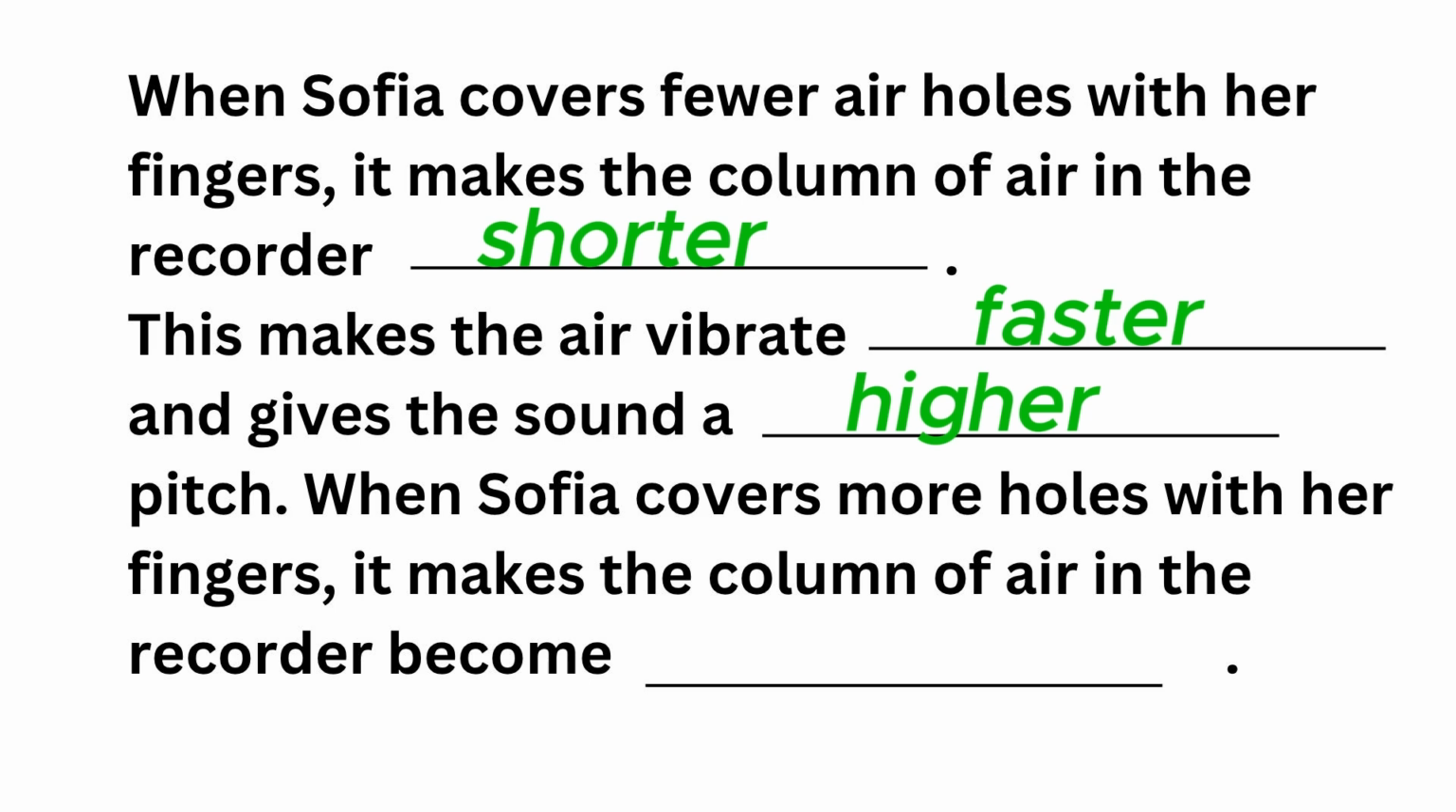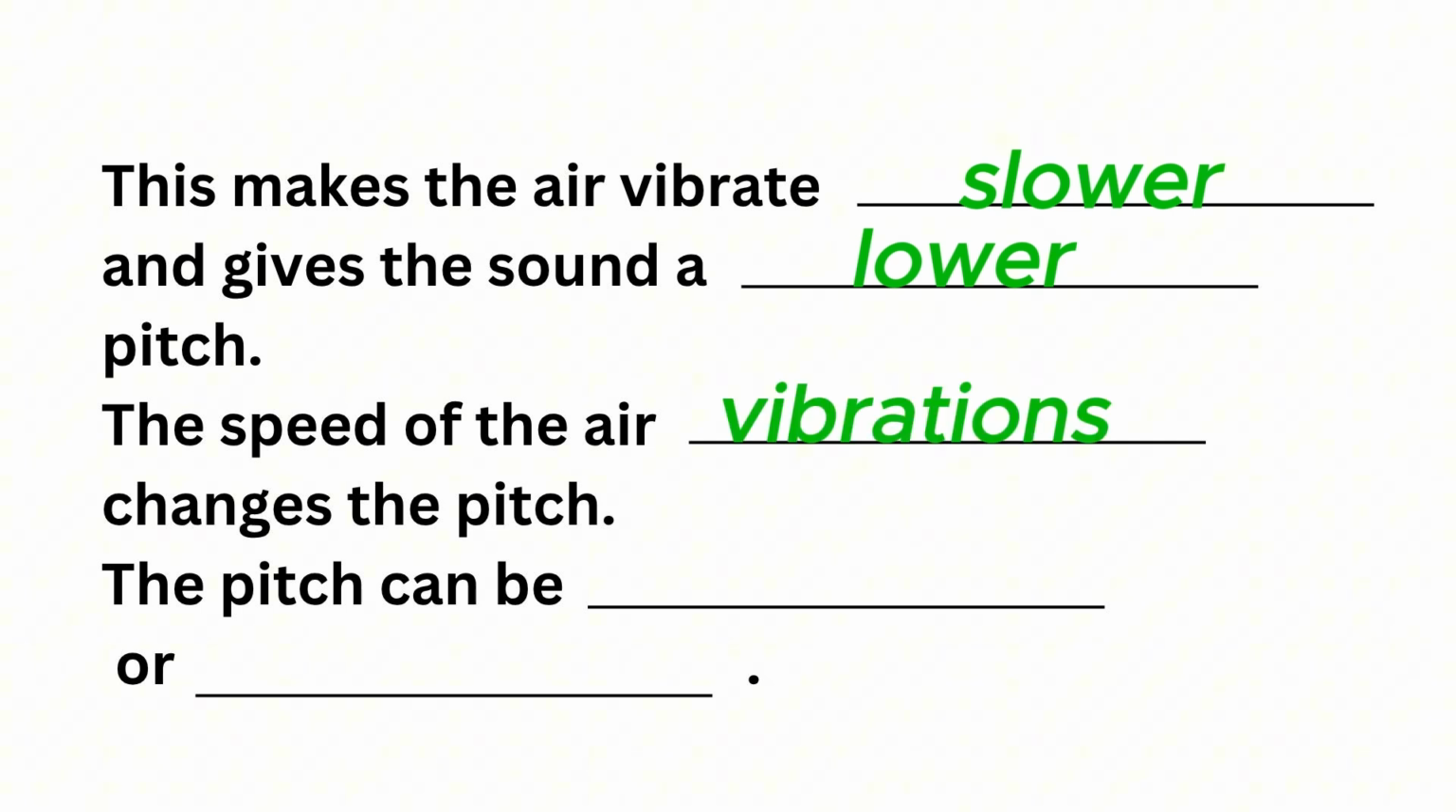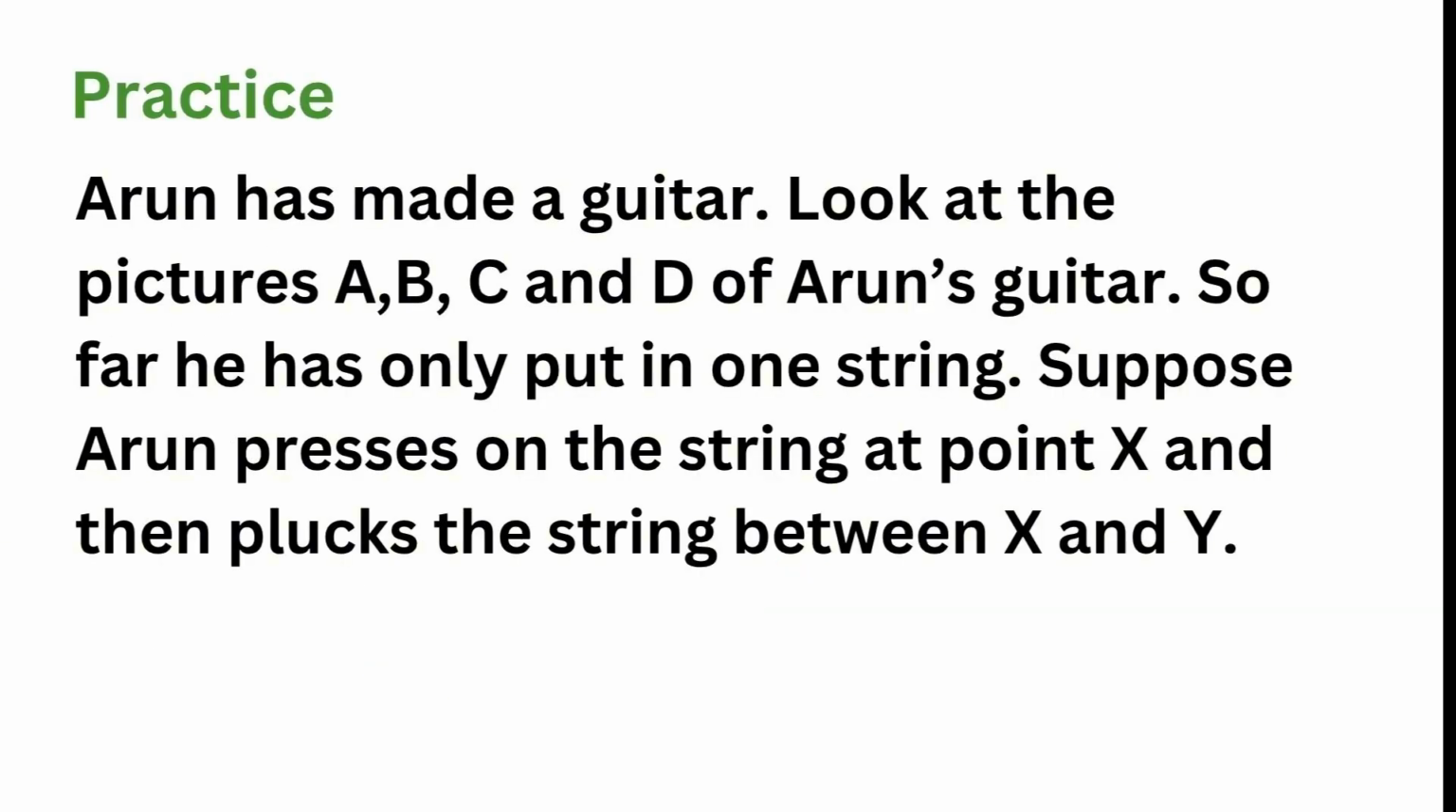When Sophia covers more holes with her fingers, it makes the column of air in the recorder become longer. This makes the air vibrate slower and gives the sound a lower pitch. The speed of the air vibrations changes the pitch. The pitch can be high or low. Practice. Aaron has made a guitar. Look at the pictures A, B, C, and D of Aaron's guitar. So far, he has only put in one string. Suppose Aaron presses on the string at point X and then plucks the string between X and Y.